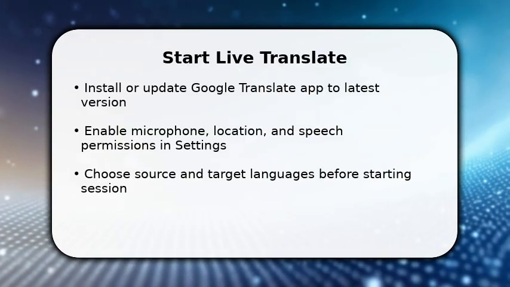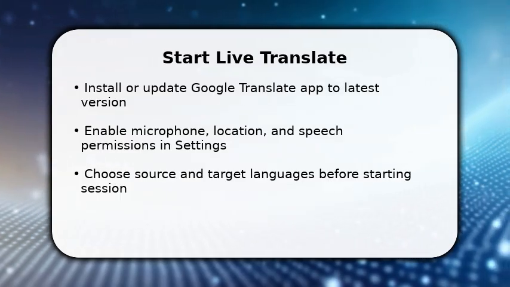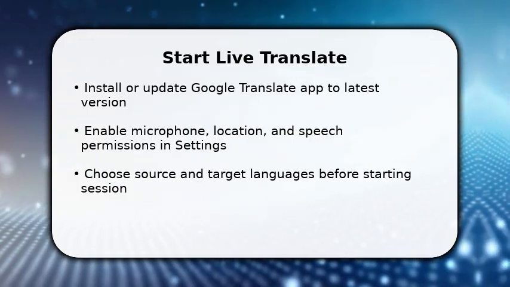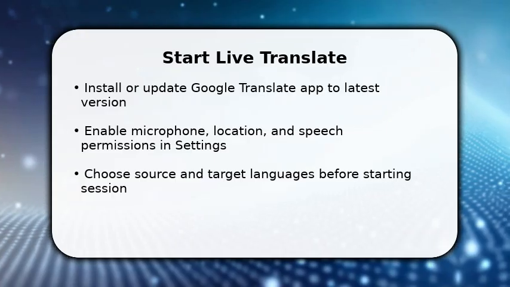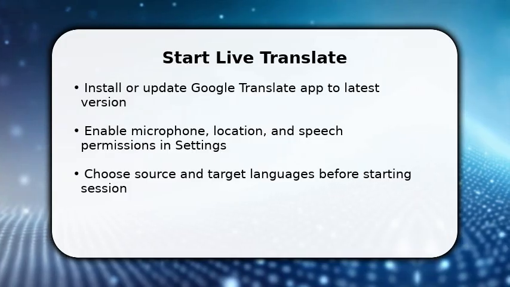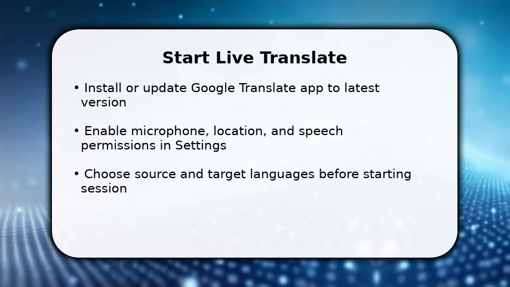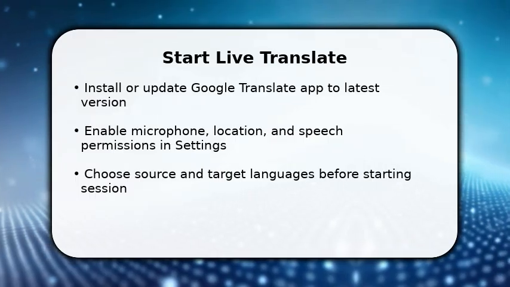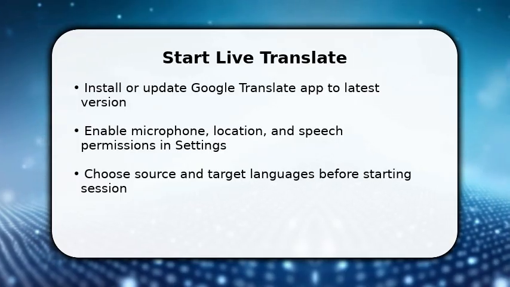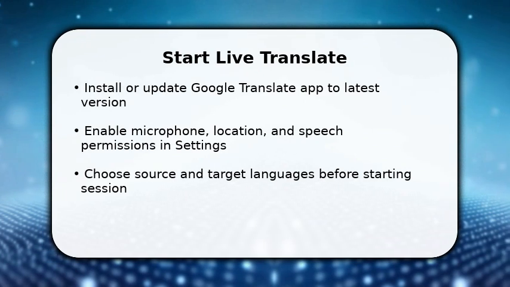You start by preparing the app and permissions so the feature works in real time. Open Google Translate, confirm you have the latest version, and grant microphone access, otherwise nothing records. Once done, pick the source language and the language you want displayed. Make sure background noise is low and the speaker speaks clearly. This improves recognition accuracy. You're now ready to open Live Translate mode and begin capturing speech for instant translation on screen and as audio feedback.